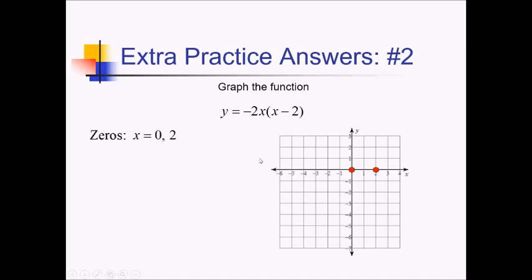And now to get the vertex, we're going to average these together. So that's 0 plus 2 over 2. That's 2 over 2, which is just 1. So that's the x value of the vertex. To get the y value of the vertex, we plug that back into the original formula here. So -2 times 1 times 1 minus 2. So this is just -2 times -1, which is +2. So that means we have a vertex of 1, 2.